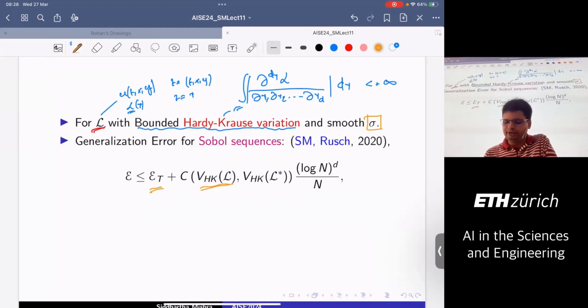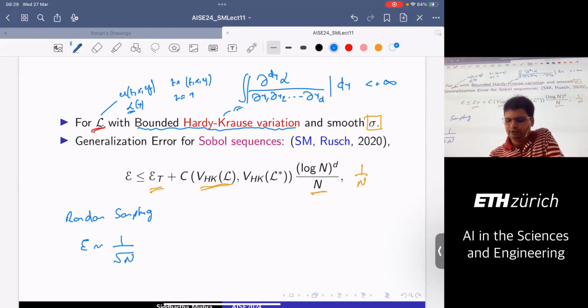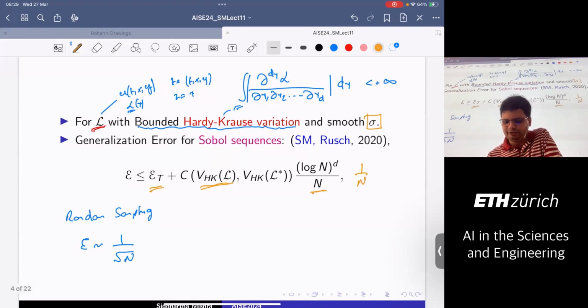But hyperbolic tangent or smoothened versions of ReLU, GELU and so on, they will work. And then the key point here is that you get 1 over n. Okay, there is a logarithmic correction, as you can see. So if you remember, for random sampling, the training error, if small, was 1 over square root of n. And here, with this low discrepancy sequence, LDS, sampling, the error is going to behave like 1 over n.